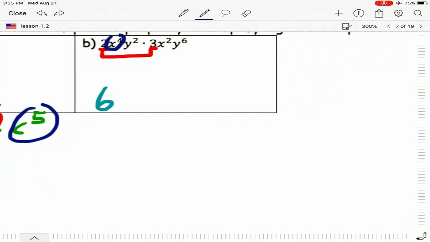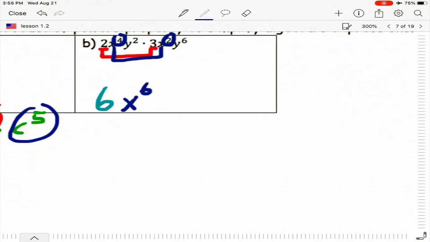Now I'm going to focus on the x's. Here, the x's obviously have the same base. They're both x's. So the exponents, these small little guys here, I'm not going to multiply them. I'm going to add them. And 4 plus 2 is 6. So my answer is x to the 6th power.